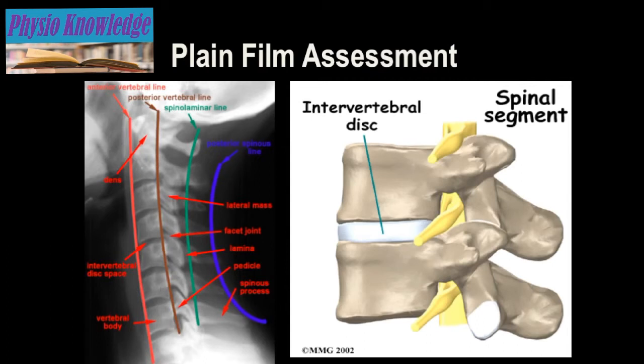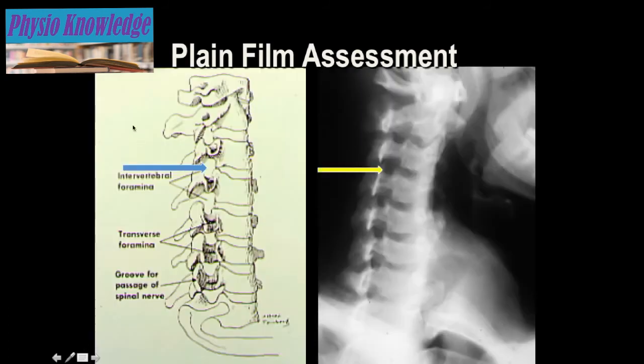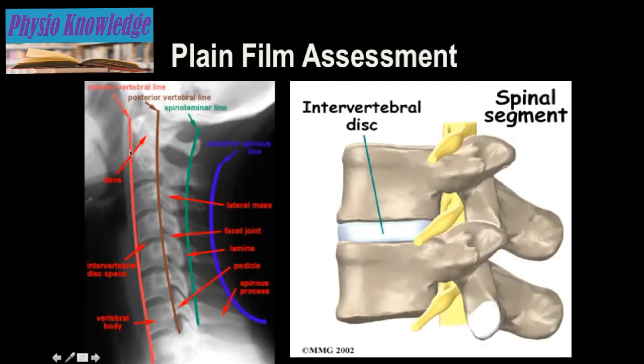These are the lines I was telling you about, the four lines for assessment of the alignment of the cervical spine. And I think these lines are tremendously important. For example, the first line, you would draw it on the anterior aspect of all the vertebral bodies, and that's a good way to assess for alignment. If any vertebral body is displaced anteriorly or posteriorly, by drawing this imaginary line, you would be able to detect it.